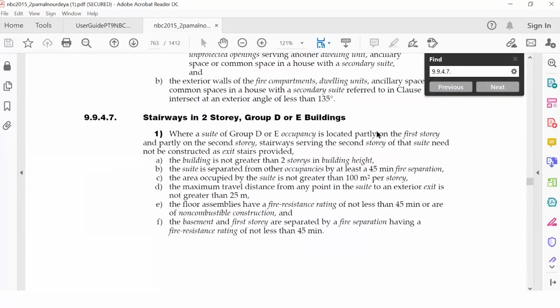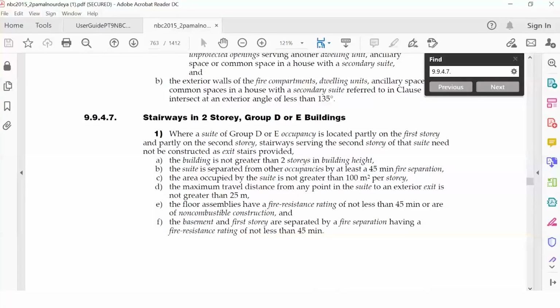Okay, let's read that. We're a suite of group D or E occupancy. So you've got offices or mercantile occupancy located partly on the first story or partly on the second story. Stairways serving the second story of that suite need not be constructed as exit stairs provided. So you've got the suite, and the suite is on both stories. It's occupying 2 stories of the building.